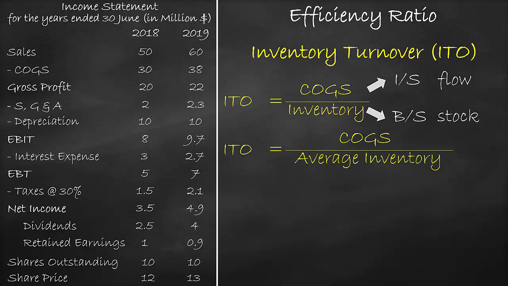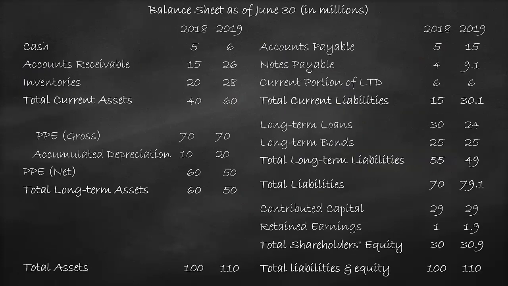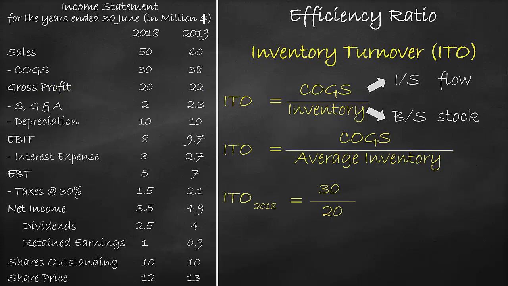Let's calculate the inventory turnover for the year 2018. Cost of goods sold is equal to $30 million divided by, let's look at the balance sheet for inventory. Please note, 2018 is the first year of operations. Consequently, we do not have the average inventory as we do not have the previous year. We have inventory in the year 2018 of $20 million. So, in our formula, we will divide by the inventory of $20 million, which is equal to 1.5 times.